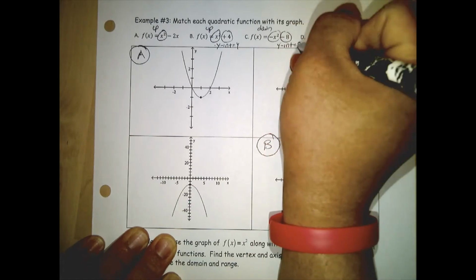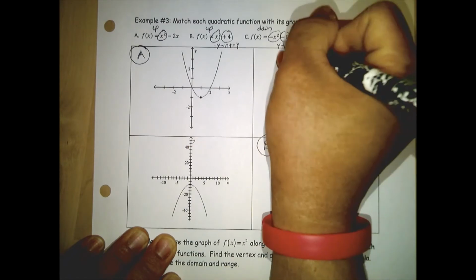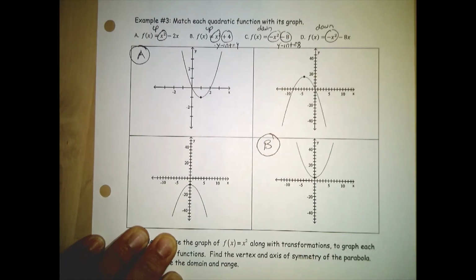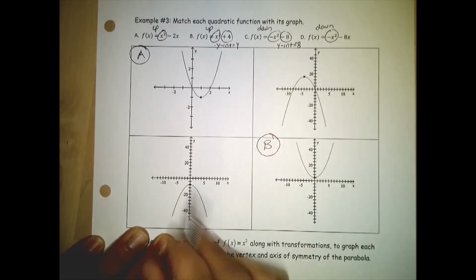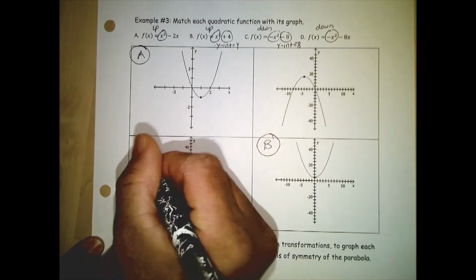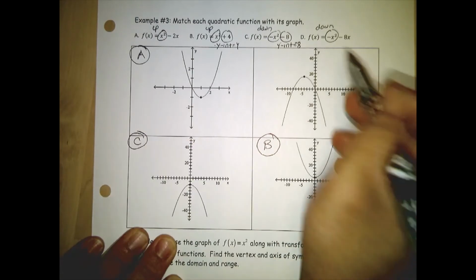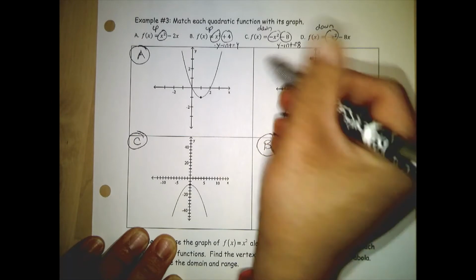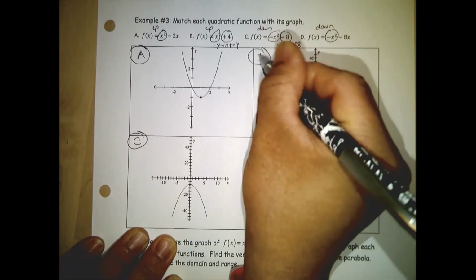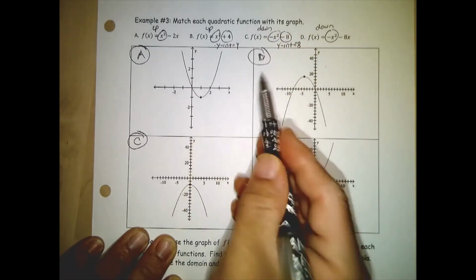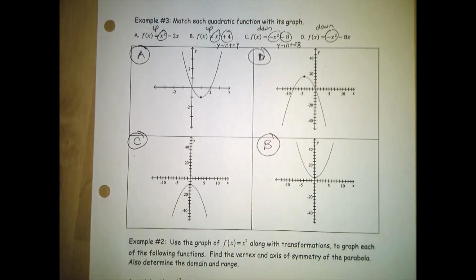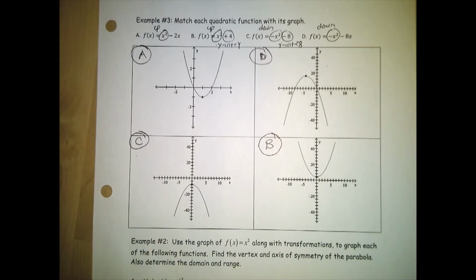Oh, did I say 8? It's clearly negative 8. I circled that and then just said 8. But there we see it's right here. So that must be C. And that means that this is the other one. So there we go. A, D, C, B. Easy enough.